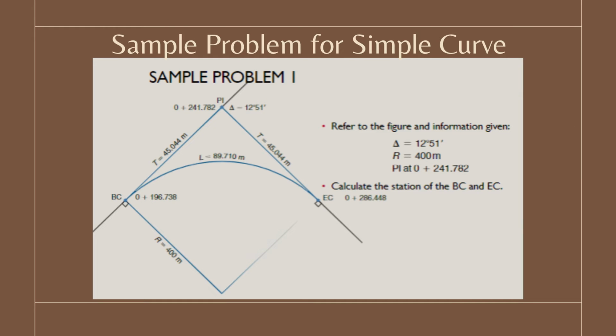So here is the solution for the sample problem for simple curve. In the sample problem, the tangent and the length of the curve are already given, which is the tangent is 45.044 meters and the length of curve is 89.710 meters. If you want to know the formula, the tangent is R tan of the deflection angle over 2, while the length of the curve is 2 pi R multiplied by the deflection angle over 360 degrees.